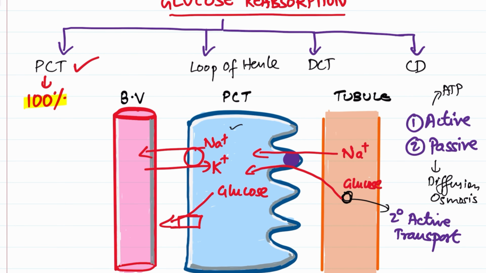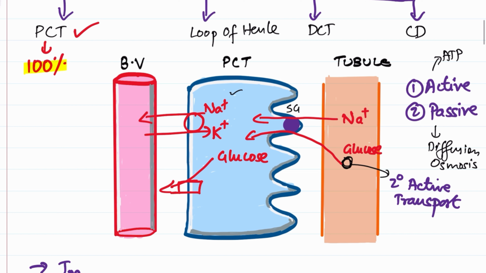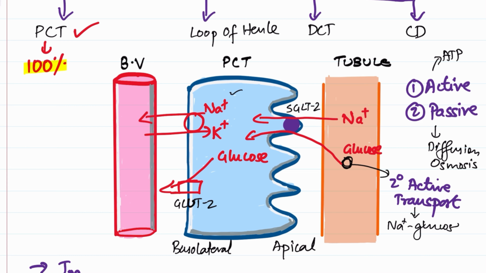Now, what are the names of these transporters? The name of the sodium glucose co-transporter is SGLT2. The transporter at the basolateral end, this is the basolateral end of the PCT, and this one is the apical end, is the GLUT2 transporter, whereas the one at the apical end is the SGLT2 transporter. So to summarize, 100% of glucose is absorbed by secondary active transport, that is the sodium glucose co-transporter, or the SGLT2 at the apical end, and at the basolateral end we have the GLUT2 transporter.